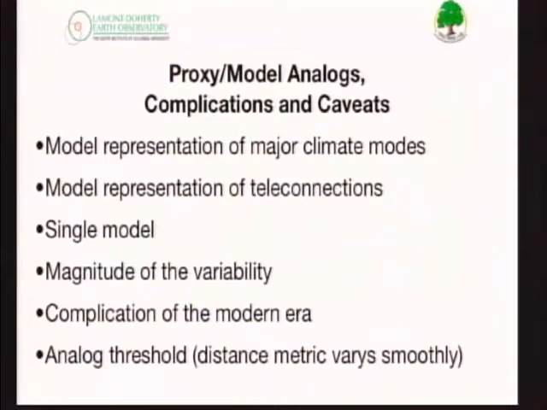I'll skip over that one slide, but just to point out some of the challenges to doing proxy surrogate reconstructions. There are questions about whether the model represents major climate modes properly, whether those climate modes are teleconnected as they are in the real world to terrestrial climate. This is only a single model. Other models might do something different. And there are complications of the modern era, so analogs that occur during the modern era tend to have anthropogenically forced features that may not be representative of the past. And then there's this issue of which analogs you choose. The distance metric used to find proxy analogs tends to vary smoothly, and so you have to find a threshold, and that's a non-trivial and poorly constrained process at the moment.